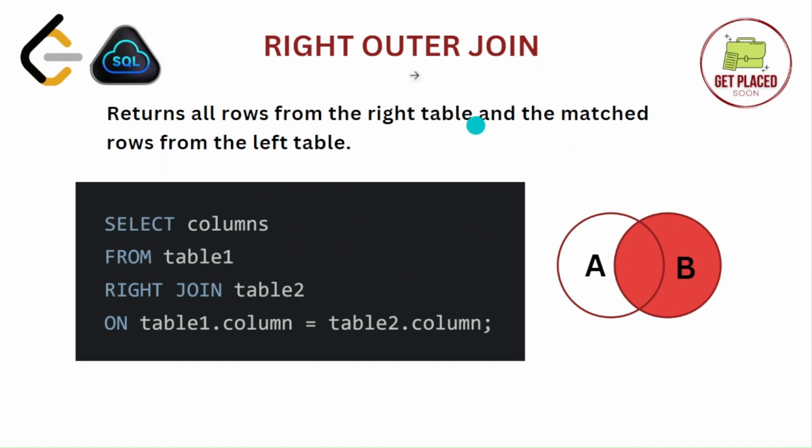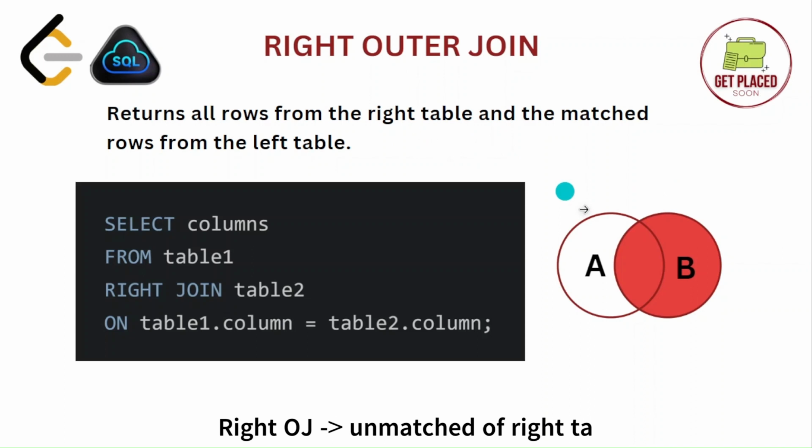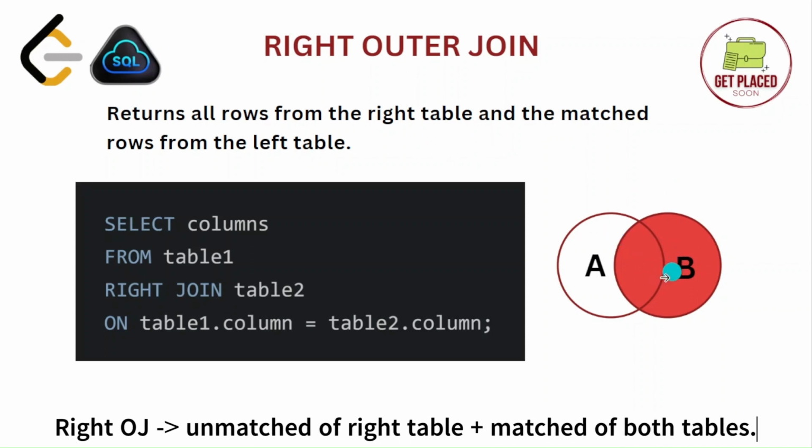We have right outer join. So the right table and matched rows from the left table. We will take the complete right table, the unmatched part of the right table also, and the matched part of A and B, and we will never consider the unmatched part of the left table. Okay, the syntax is everything the same, but we are using the right join keyword here.